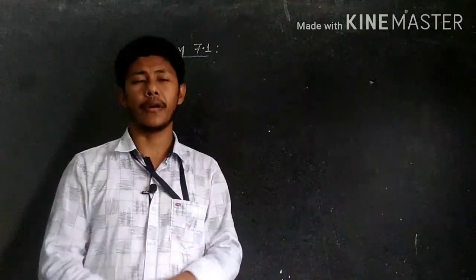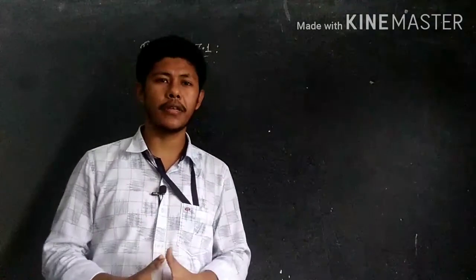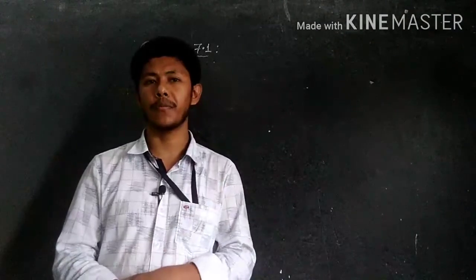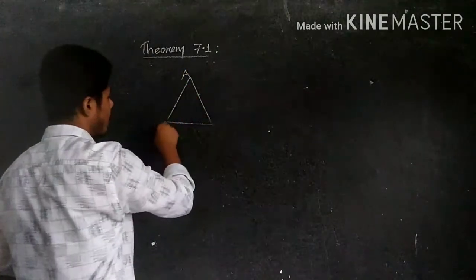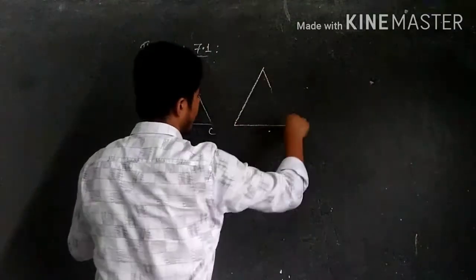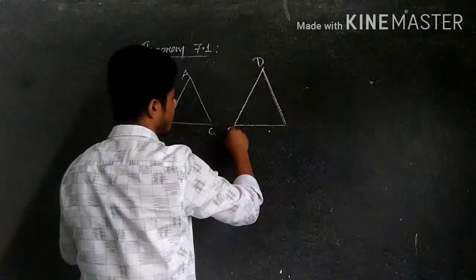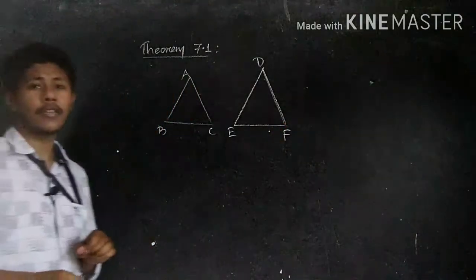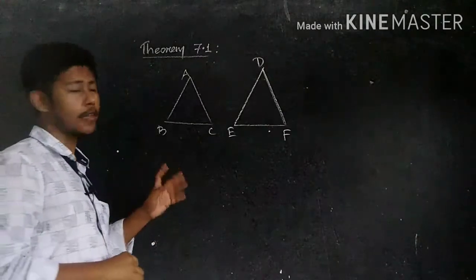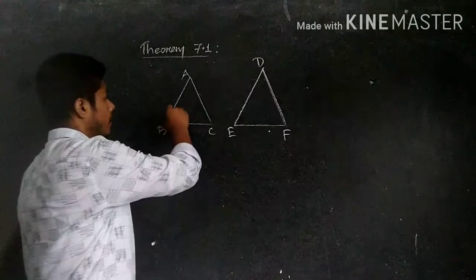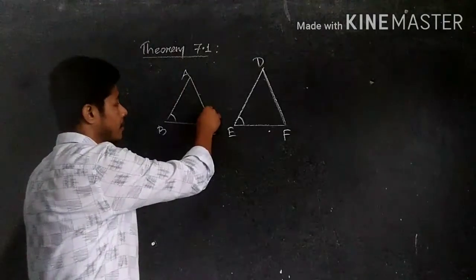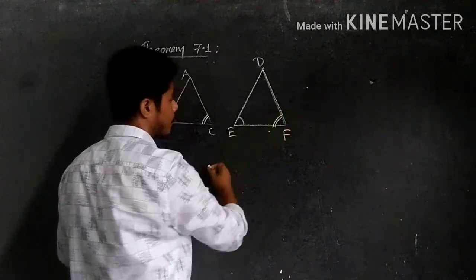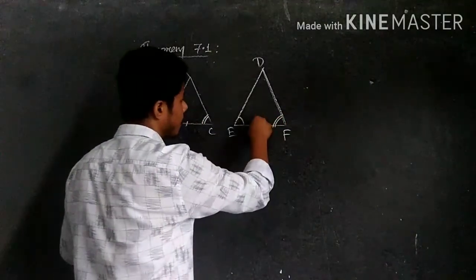Is it clear? Okay. Now next, theorem 7.1. After axiom 7.1, next we discuss theorem 7.1. Actually, what is theorem 7.1? First of all, if you see a diagram, suppose we consider a triangle A, B and C. Another triangle we have to consider, which is D, E and F. Now in this case, suppose it is given that angle B is equal to angle E, as well as angle C is equal to angle F, and side BC is equal to EF.